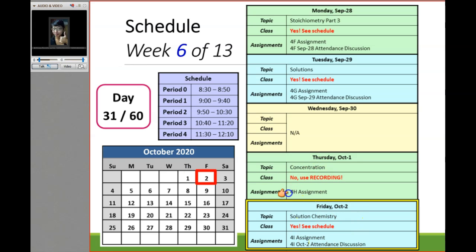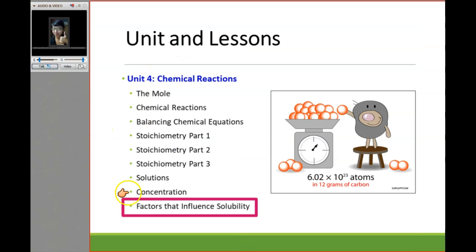Make sure that you do yesterday's 4-H assignment using the 4-H recording, which goes over concentration and how you measure concentration using molarity. Today, we're going to talk a little bit about solution chemistry, and we will be completing the 4I assignment as well as the 4I attendance. So today we're going to talk about solution chemistry.